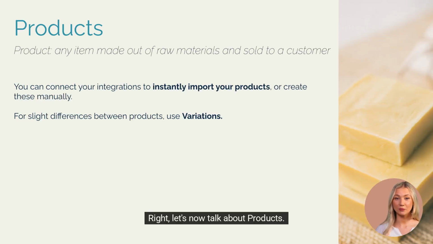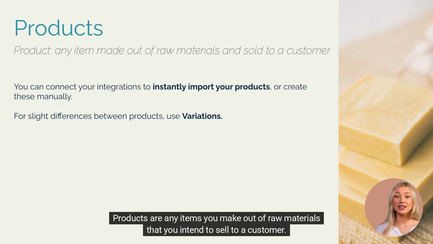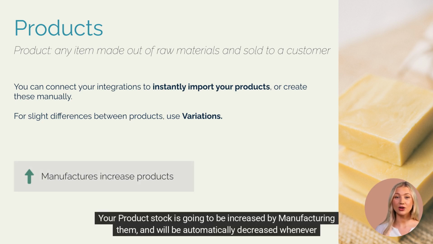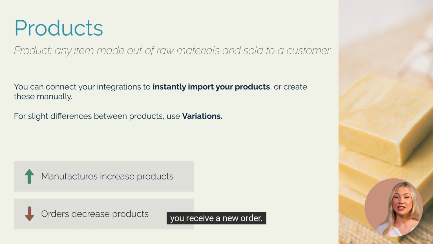Right, let's now talk about products. Products are any items you make out of raw materials that you intend to sell to a customer. You can track slight differences of a product, like different colorways, as variations. Your product stock is going to be increased by manufacturing them and will be automatically decreased whenever you receive a new order.